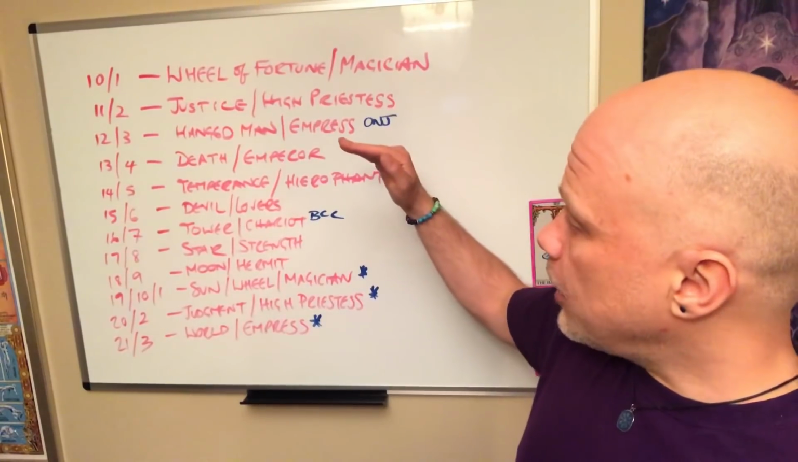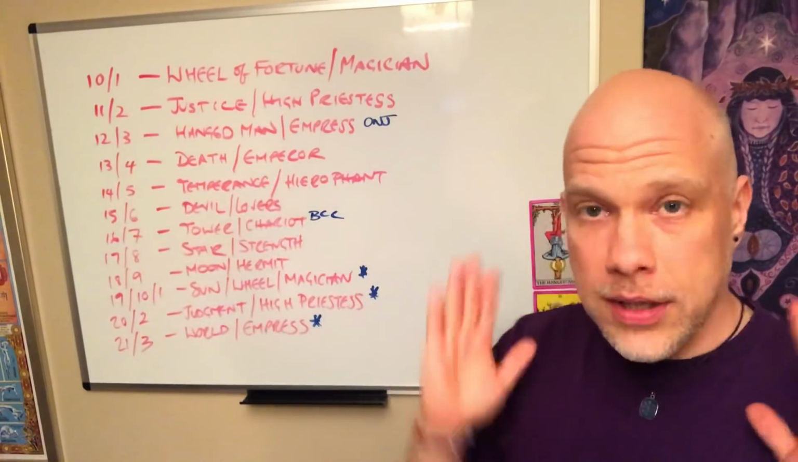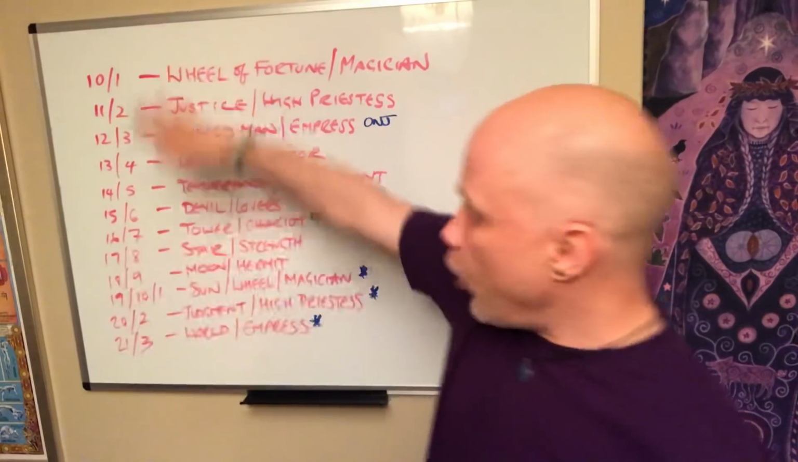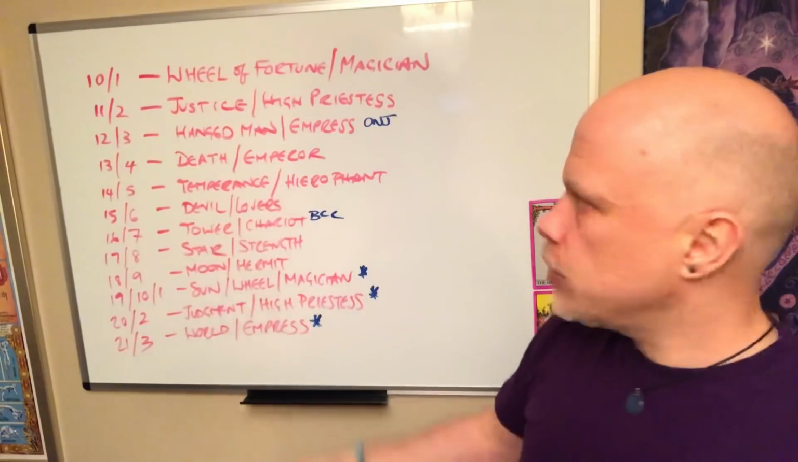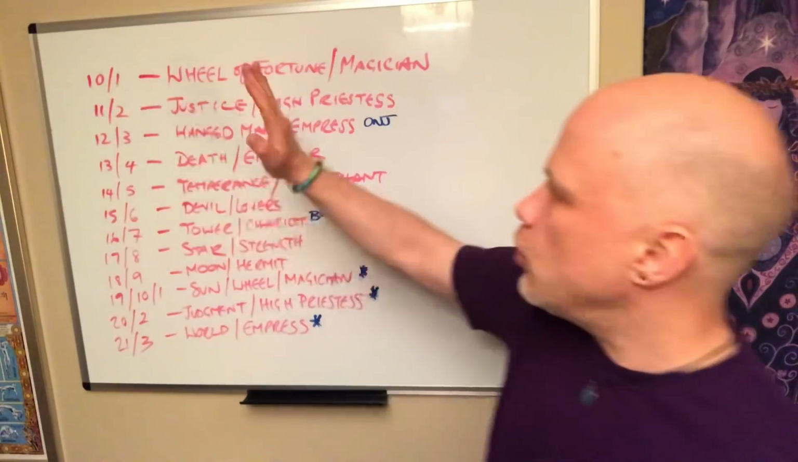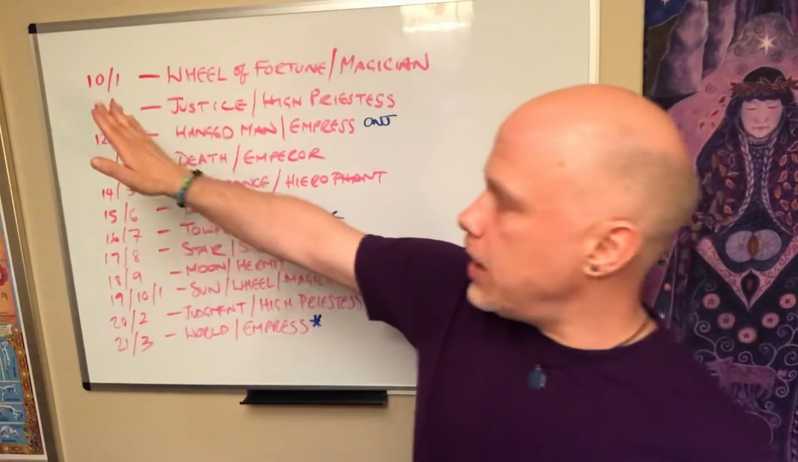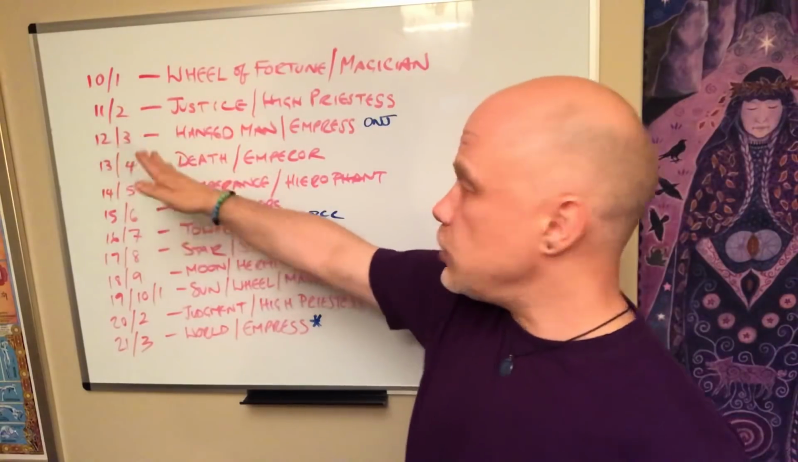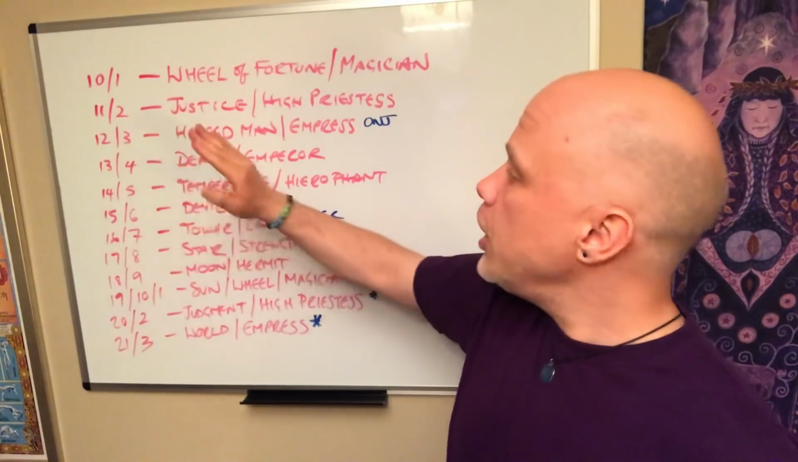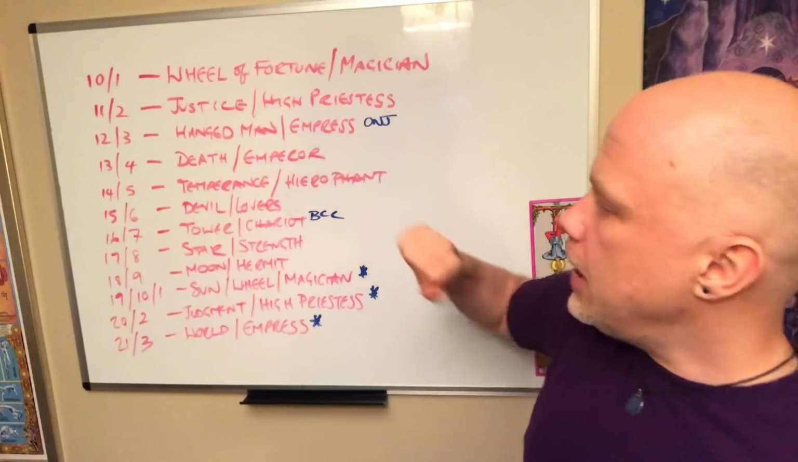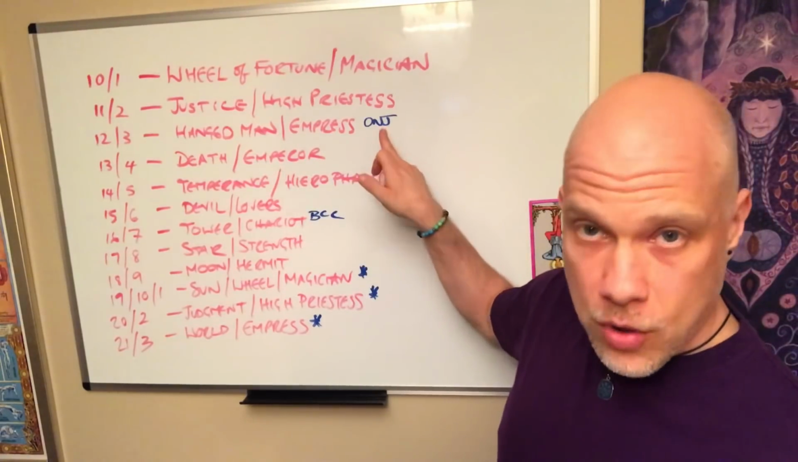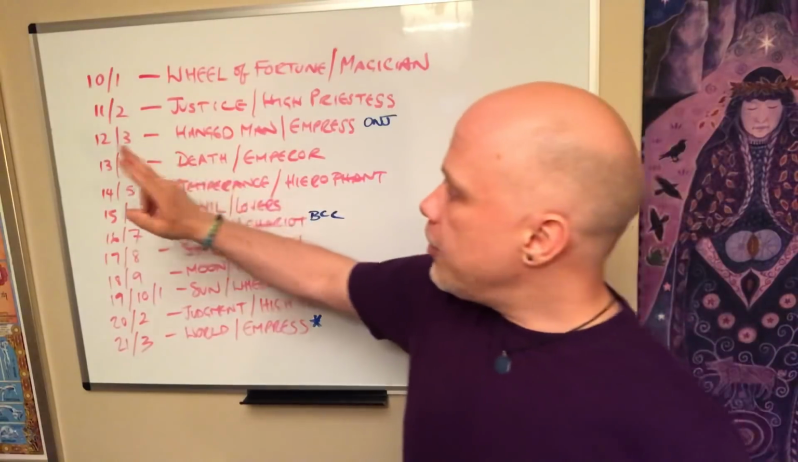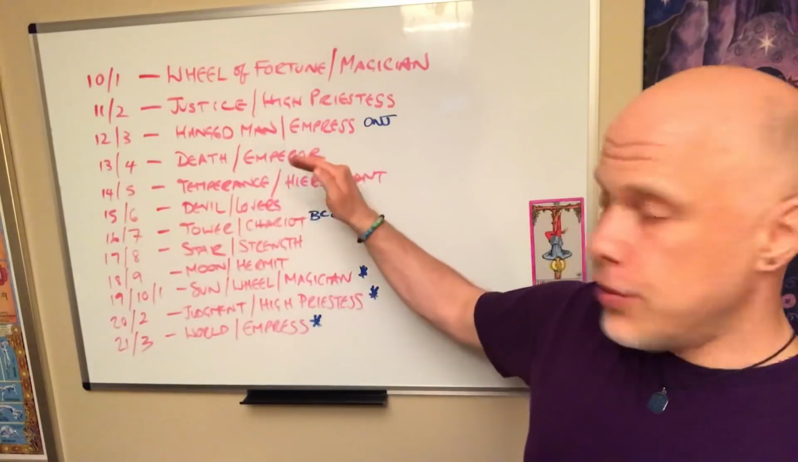So that's implied. If you got a double digit, then you will be one of all of these, and I'll show you how that works. If you were a 10 reducing to 1, you're Wheel of Fortune and Magician. If you're 11 reducing to 2, you're Justice and the High Priestess. If you're a 12 reducing to 3, like Olivia Newton-John was, you would be Hanged Man and Empress. I put a little ONJ there to remind us that that was ONJ's pairing. 13 reducing to 4 becomes Death and the Emperor.